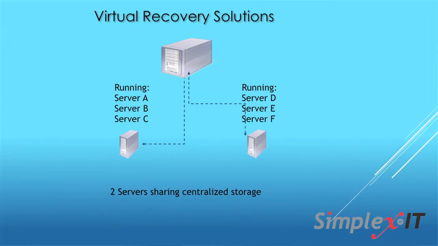Then the third scenario is where I have the same thing. I have 2 physical servers running servers A, B, C and D, E, and F. However, there's a centralized storage. So there's a network storage device here. That's where everybody's running, so all of the data is actually stored here. So they are dependent.